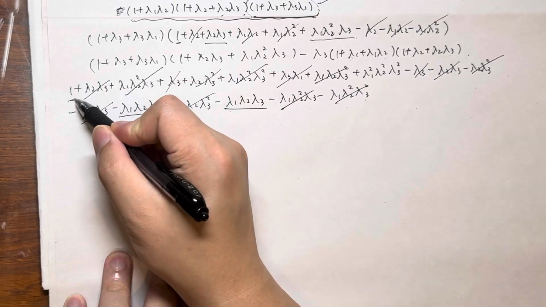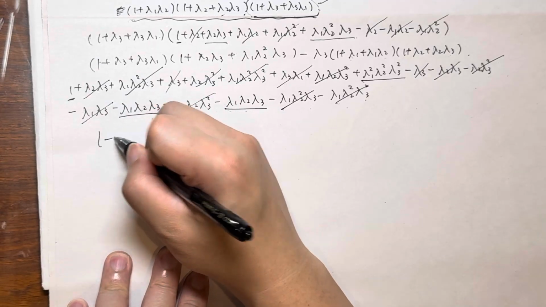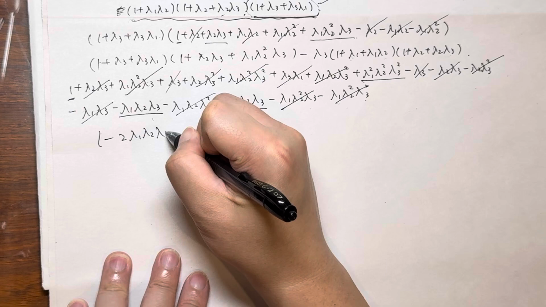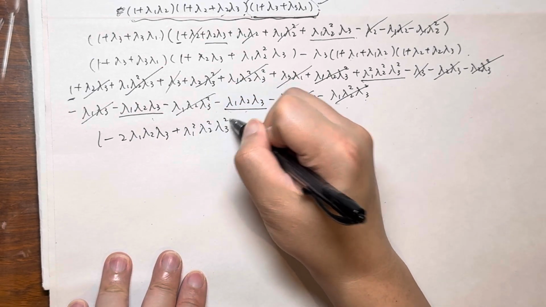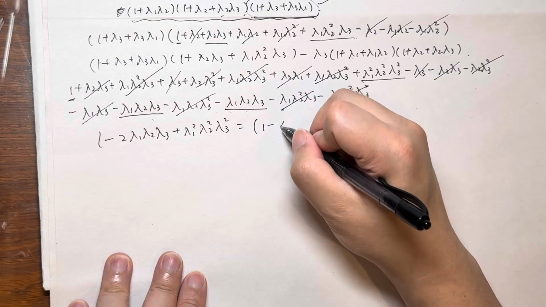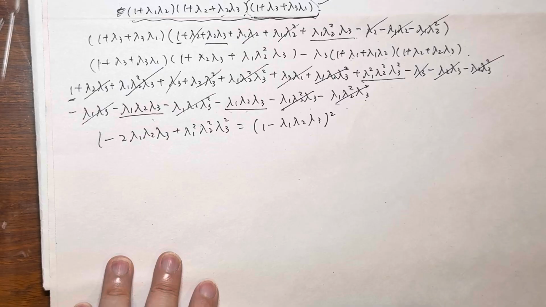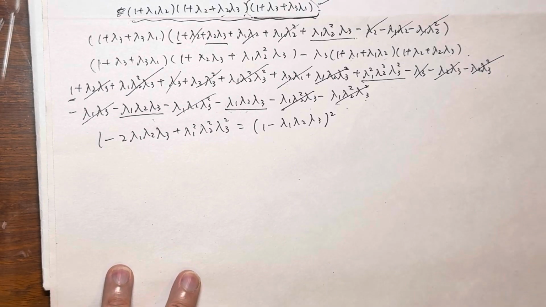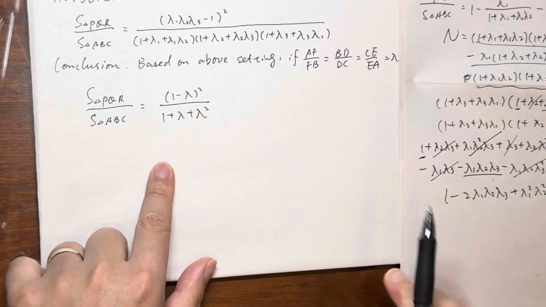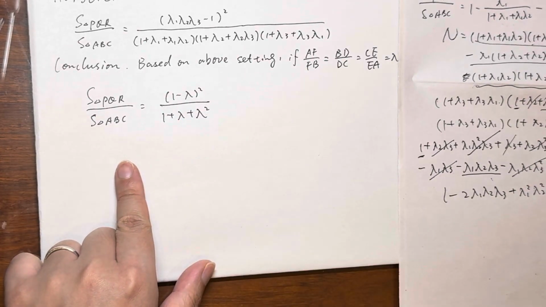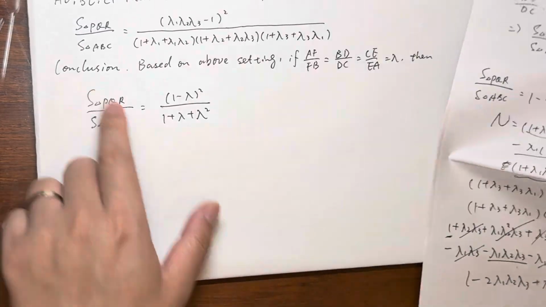So what we left? This one, and 2 of this one. So we have 1 minus 2 lambda 1 lambda 2 lambda 3 plus lambda 1 square lambda 2 square lambda 3 square, which equals 1 minus lambda 1 lambda 2 lambda 3 square. Okay, so we just proved that the denominator is what we just got, and the denominator is the product of these three terms, right? Okay, we just proved it.